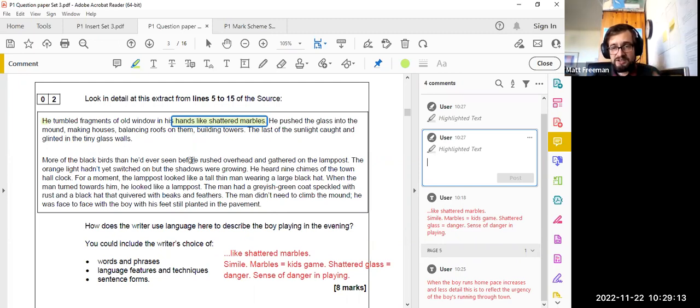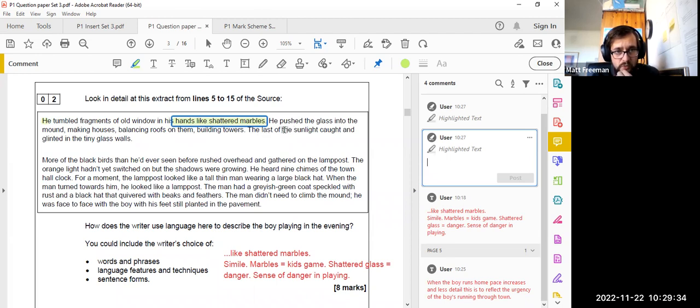It seems strange to suggest to students you need to take 15 minutes at the start of the exam before you even answer the questions, but it is true. It is what you need to do. You will get a better understanding of it, and it will save you time when it comes to answering these questions. And hopefully you've seen that here. So I might go with that one. Hands like shattered marbles. I'll probably open with that.